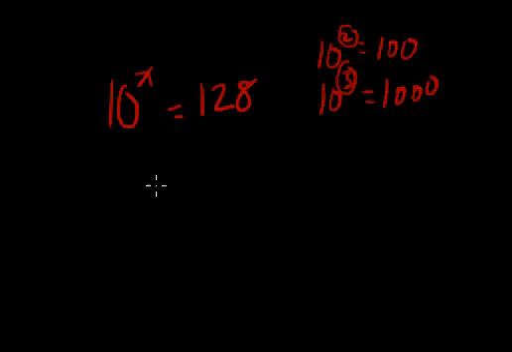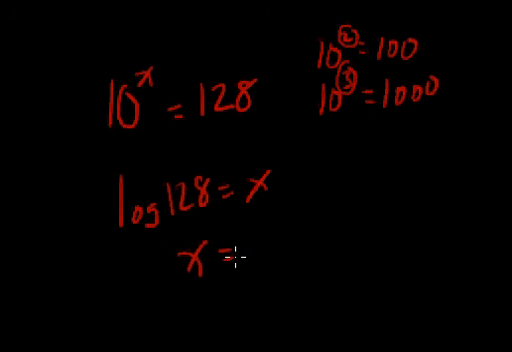But now we need to solve this problem. So we're going to take the log of 128, and this will equal our x value. When I take the log of 128 and do that on the calculator, I get an answer of 2.107. And so that's our answer, 2.107.